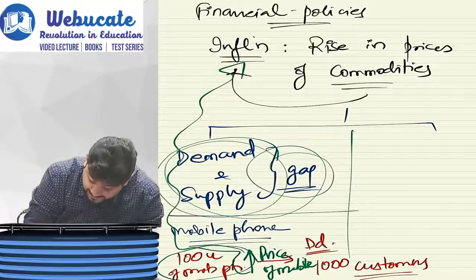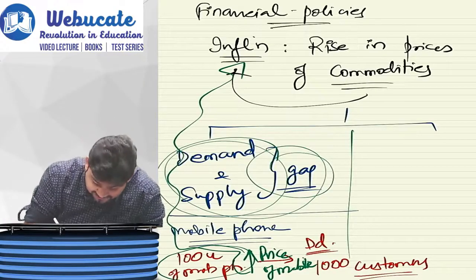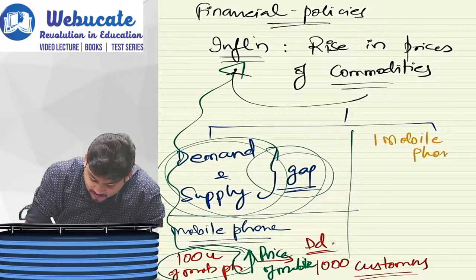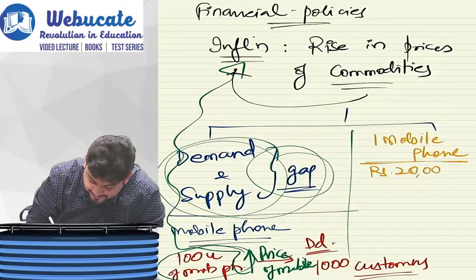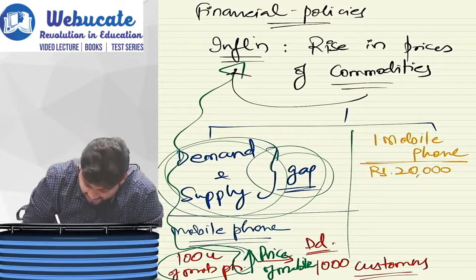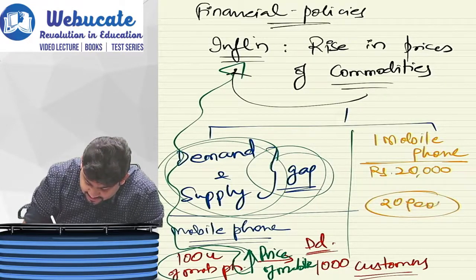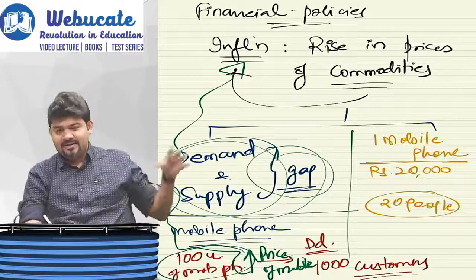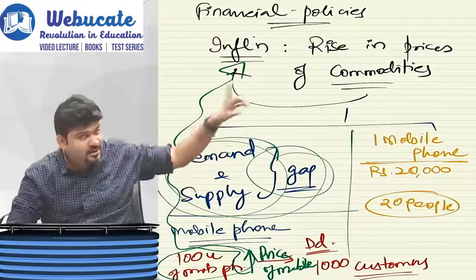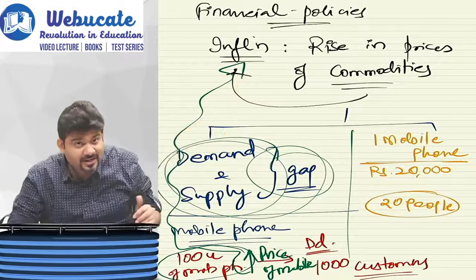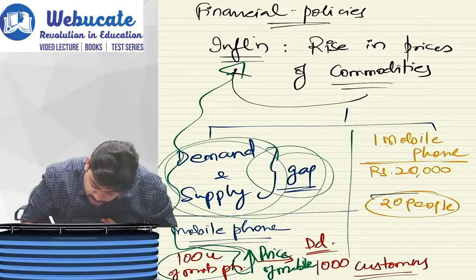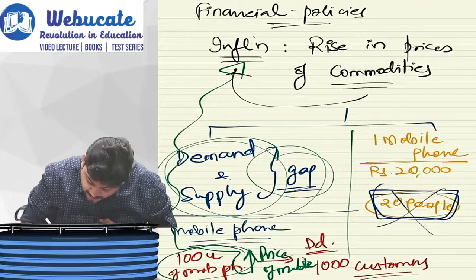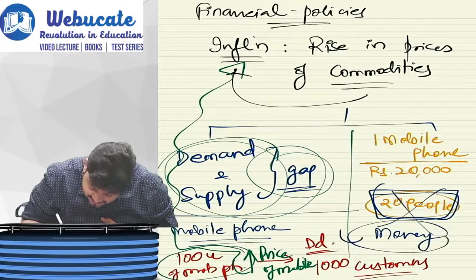Now, take another example. Pay attention. Suppose there is only one mobile phone in the whole of India. So far, you were selling it at 20,000. Now, there are, say, 20 people who are interested in buying this mobile phone. If only one mobile phone is there, of 20,000, you will increase the price. But obviously, now let me tell you one thing. The 20 people do not have money to purchase this mobile phone.